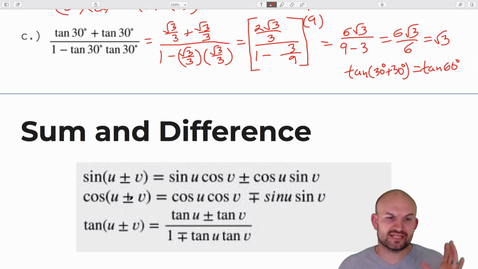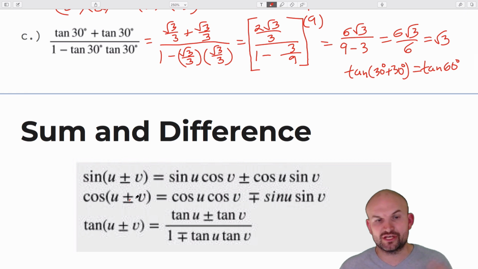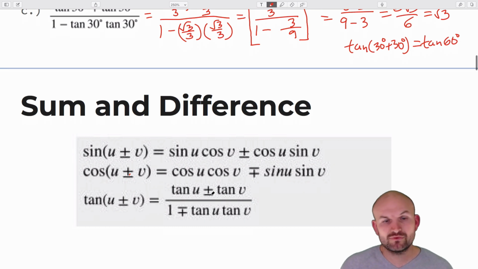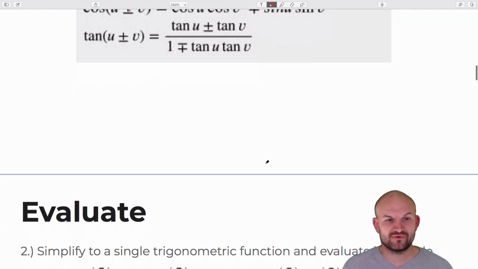So just make sure you understand the positive or negative is going to tell you the operation, but you're going to be plugging in the value of those angles. And then last one is tangent, where the numerator is going to be the same operation as the function, whereas the denominator is going to be the opposite operation. Okay, so that is it with that.